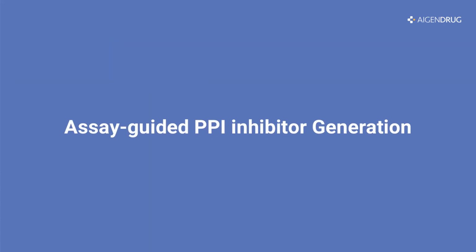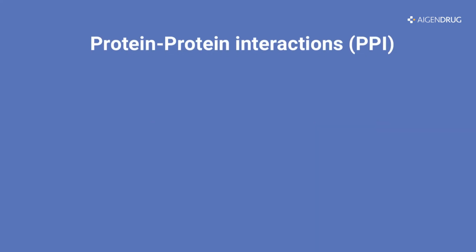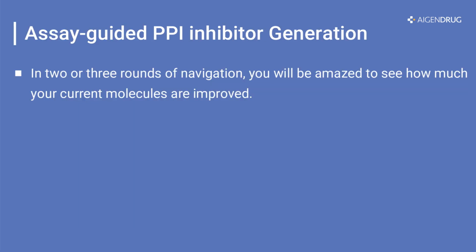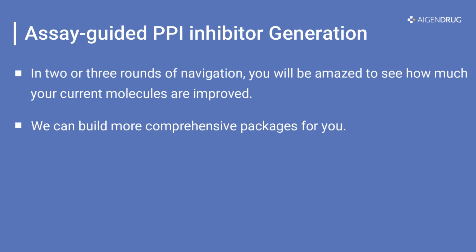Now we demonstrate our system for assay-guided PPI inhibitor generation. Our system is developed and configured to generate effective orthosteric PPI inhibitors to block interaction between two proteins. In 2 or 3 rounds of navigation, you will be amazed to see how much your current molecules are improved. We can build more comprehensive packages for you. For example, we can evaluate toxicity using cutting-edge technologies.